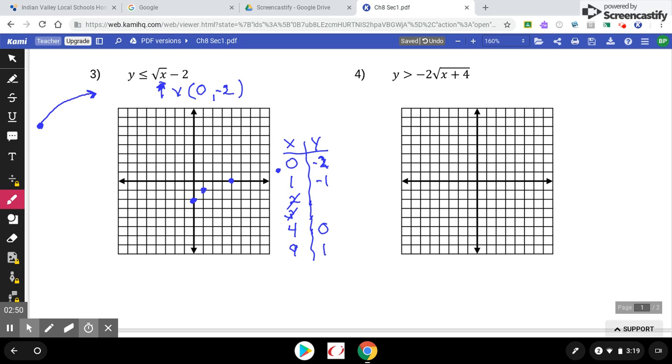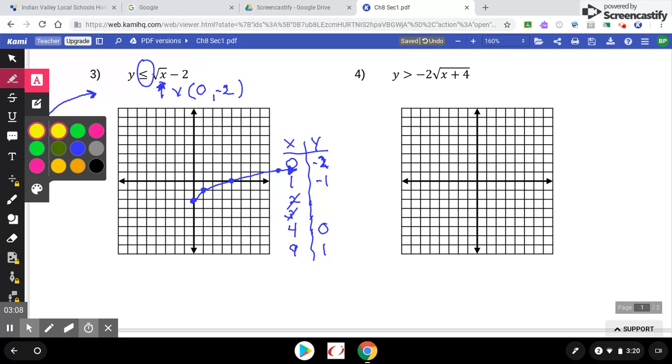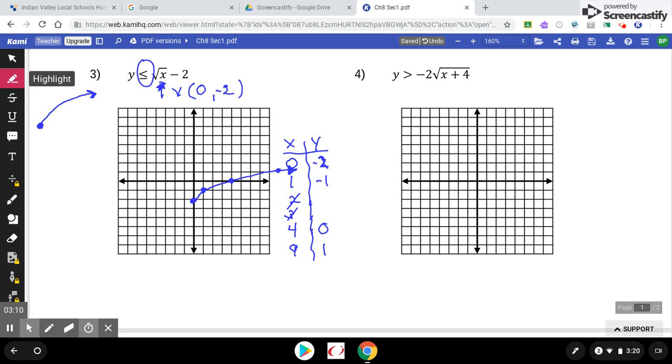All right, so before I draw this in, let's go back and check this out. Right here, I've got an equal to symbol underneath there, which means I'm not making a dashed line. I'm making a solid line, like so. And since that's a less than symbol, I'm going to shade below it. So the question is, do I want to use some highlighter? And I think I do. So shading.